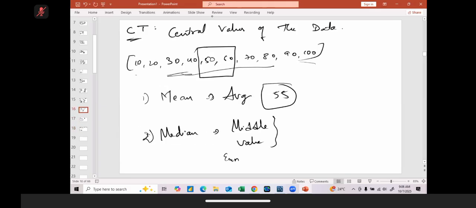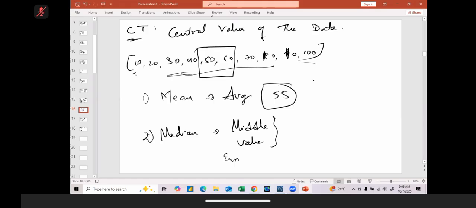For example, if I change this value 80 also to 10, and 90 also to 10, 10 will be our mode. That means 10 is repeated the most number of times. One value is repeated the most number of times, here in our example, 10.